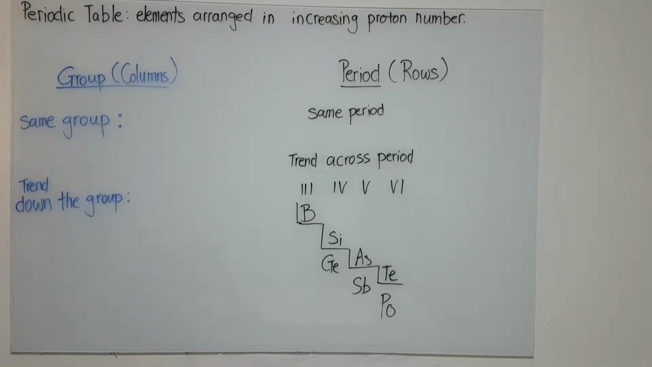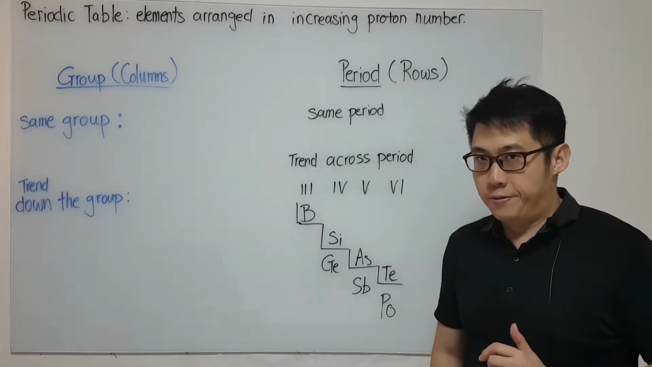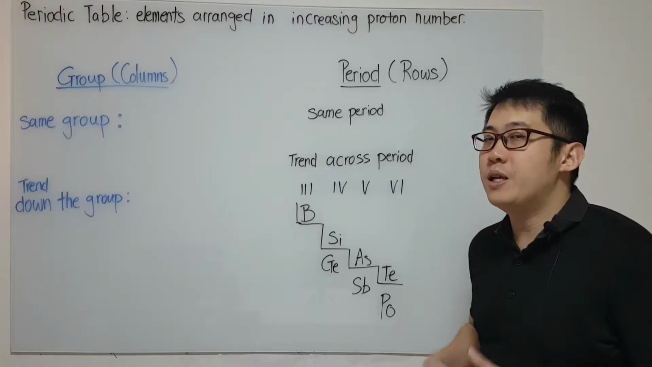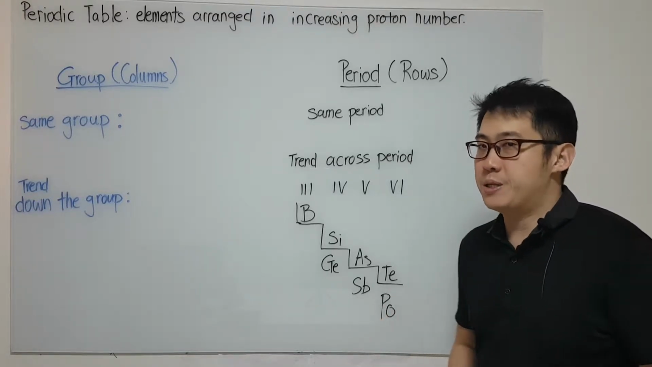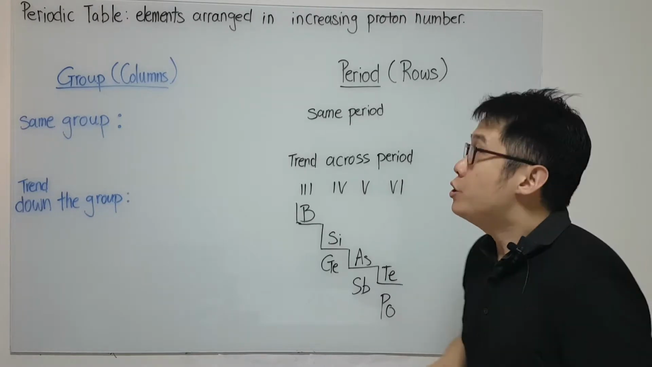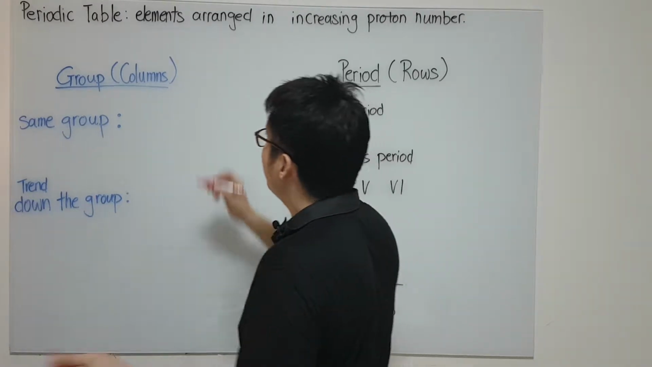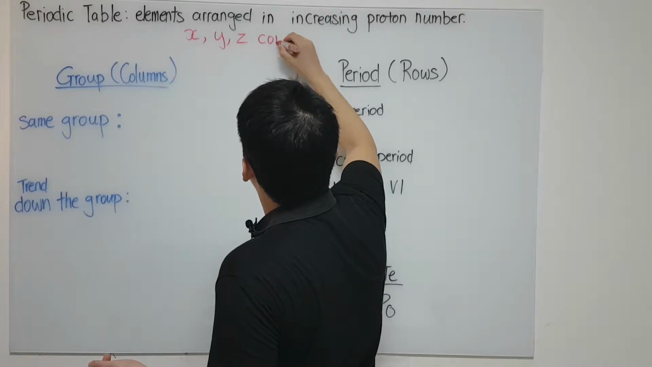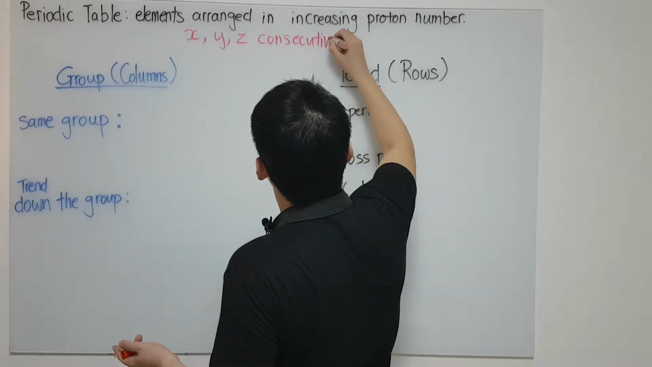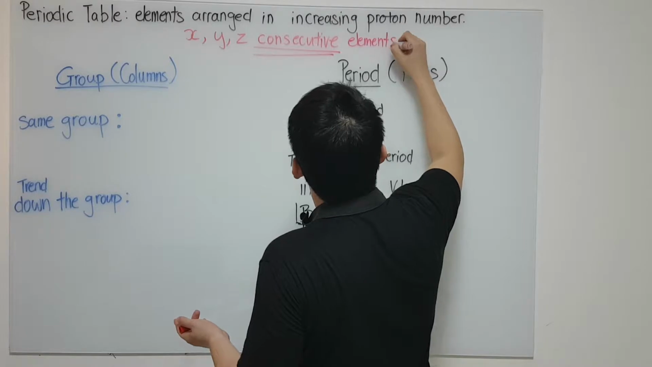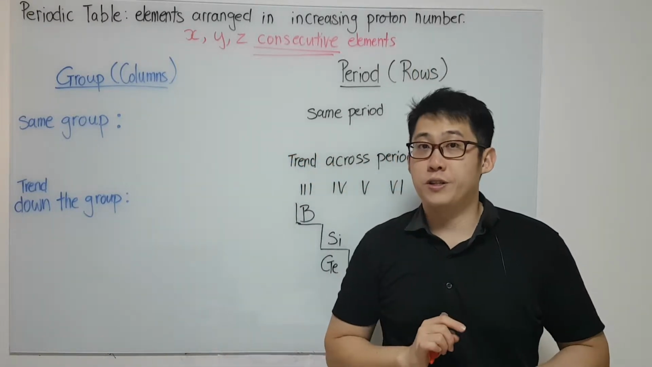Today, I'm going to give you a very quick summary about the periodic table, something which you should have learned since Sec 1. Now, the periodic table, as you know it, consists of elements. Not just any elements arranged anyhow, but all the elements that have been discovered, arranged in increasing proton number. Which means if you encounter a test question that tells you, for example, you have elements X, Y, Z arranged consecutively, if they are consecutive elements in the periodic table, it means that they have a difference of only one proton number.